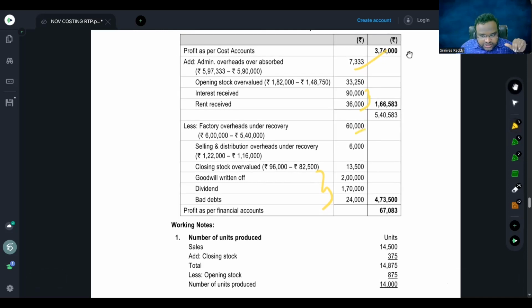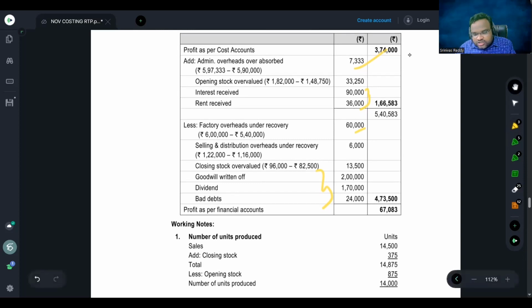Selling and distribution overheads similarly. How much is the selling and distribution overheads you have incurred? In your financial accounts, it got debited with 1 lakh 22, whereas in cost accounts, it got debited only with 1 lakh 16. Because of that, your cost accounting profit has gone up. So to that extent, reduce. To that extent, reduce. So whatever is under absorbed, I'm adding to my cost accounts profit.